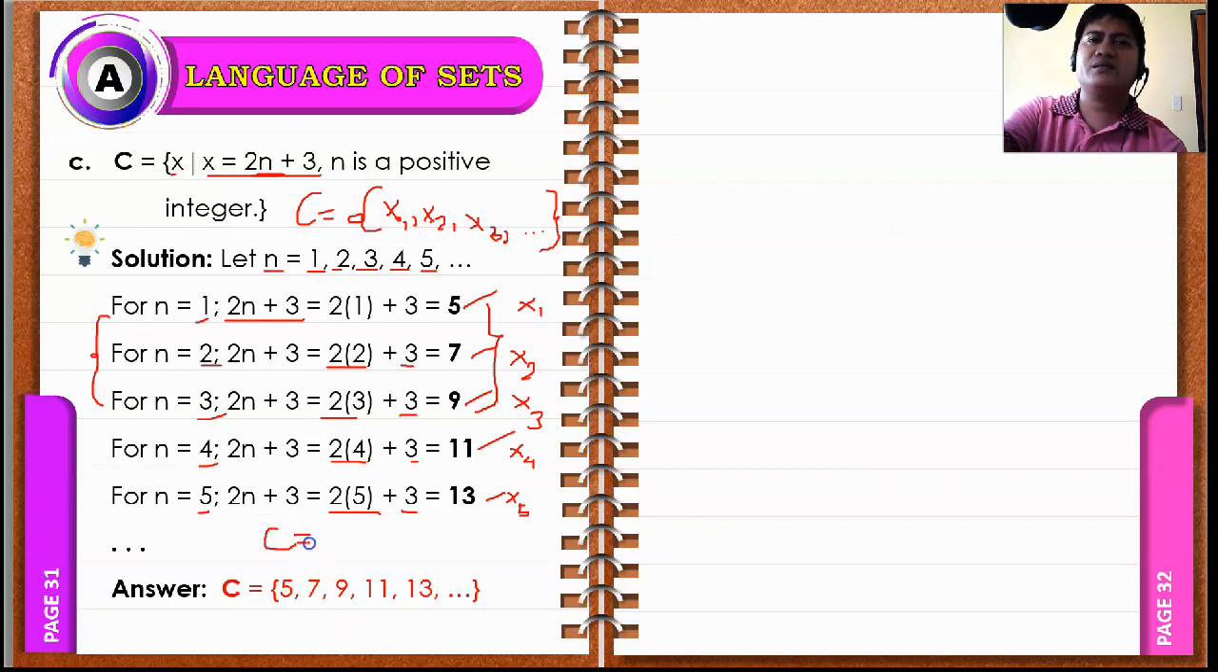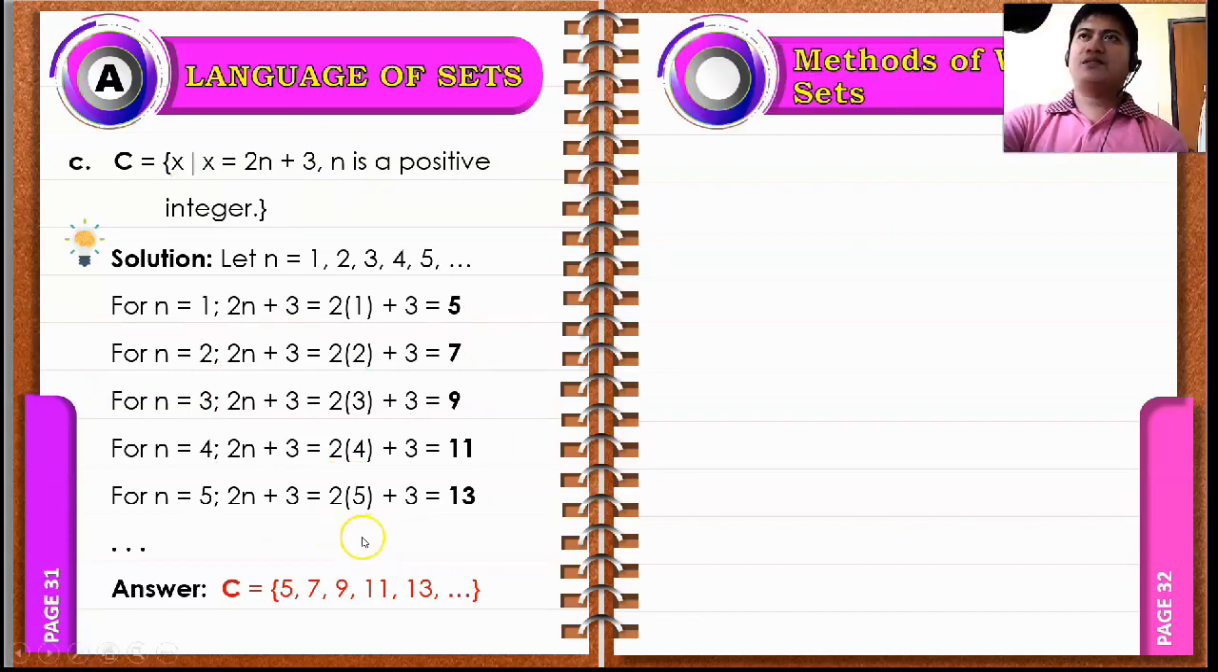For set C, you can only compute the first 3 terms, which is 5, 7, 9, and then the ellipsis. This stands for infinite terms. Okay? So that is how to list the set if the given example is an infinite set. So there are 2 methods of writing sets, either by roster method or by rule method.